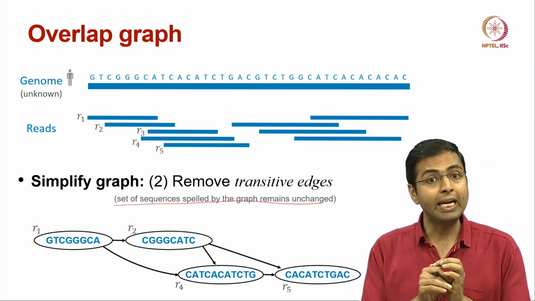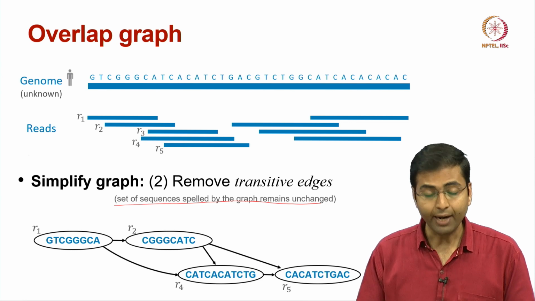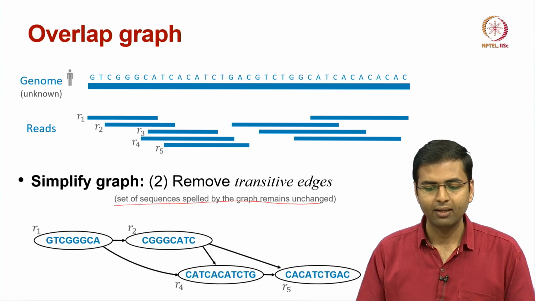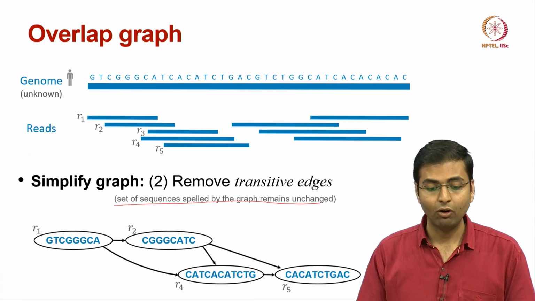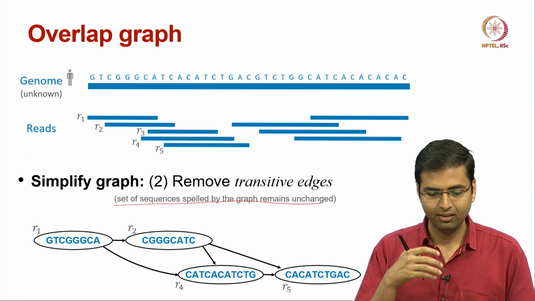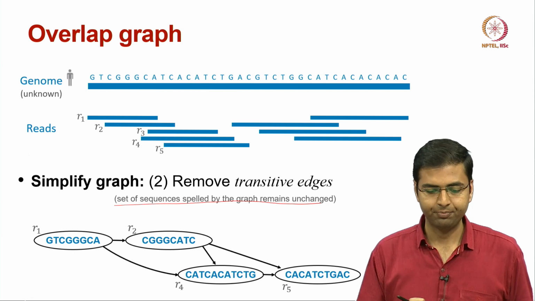That is, we are not losing any information when we remove transitive edges. Now, what are transitive edges? Well, transitive edges are redundant edges which will not impact the set of sequences spelled by the graph. Let me show you an example.